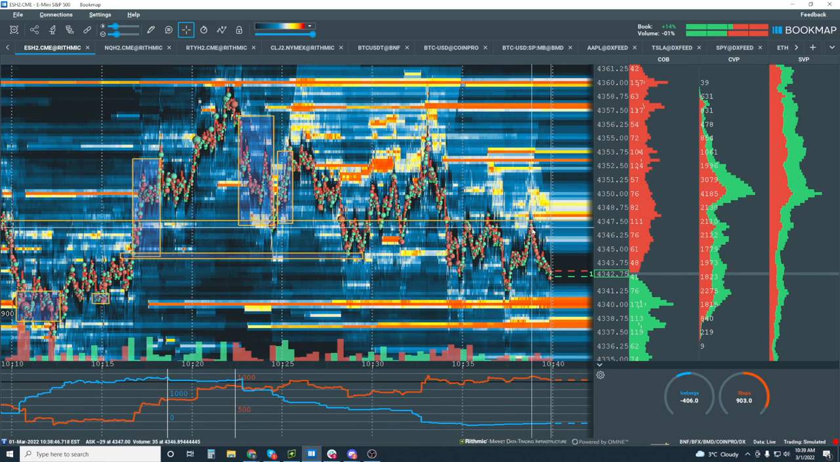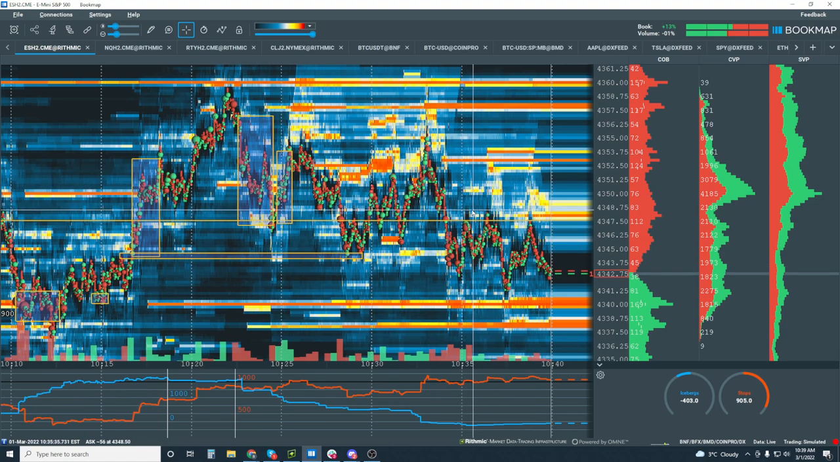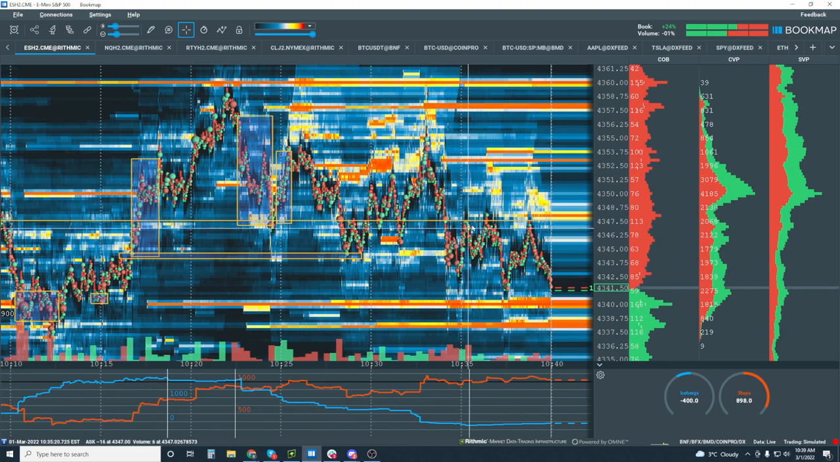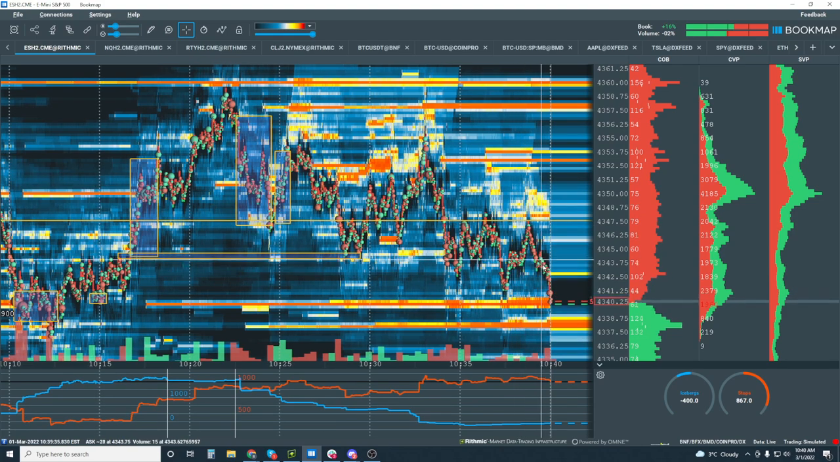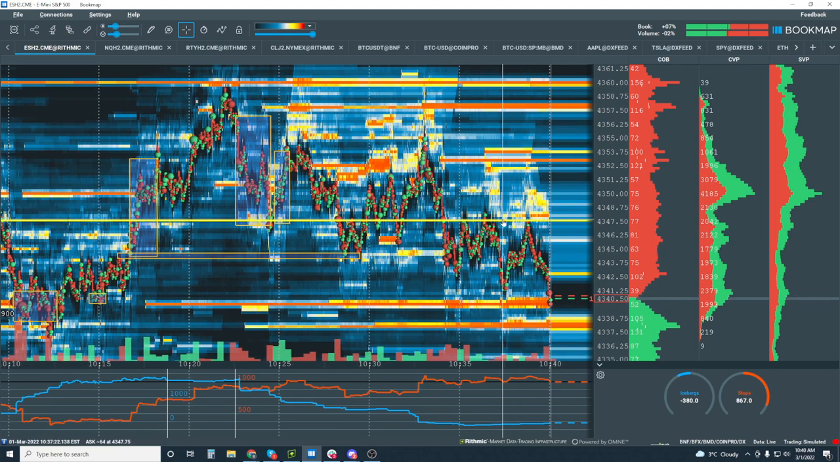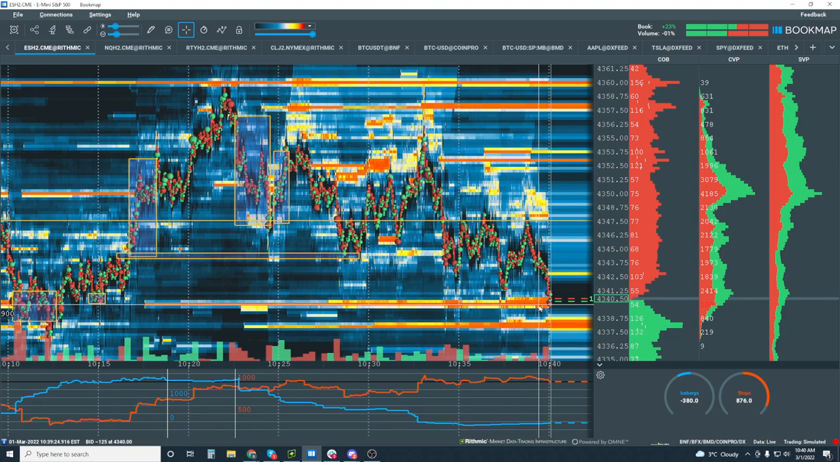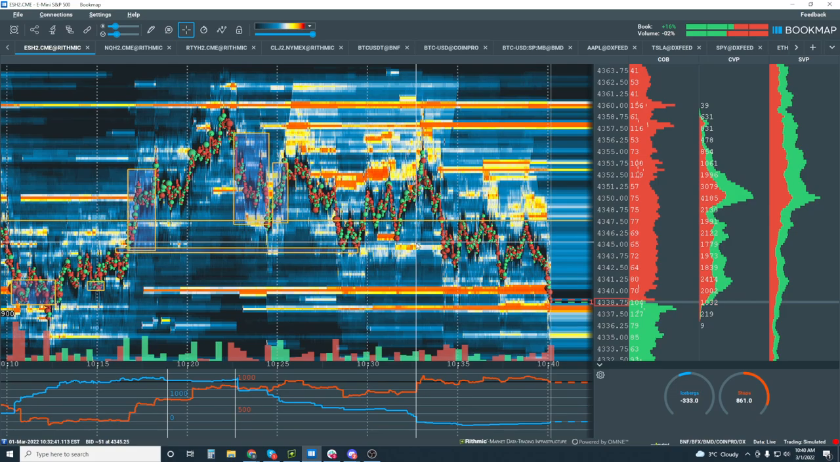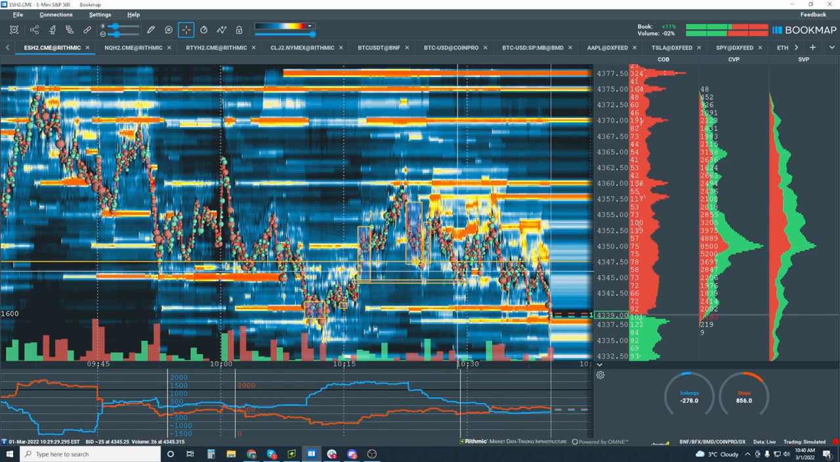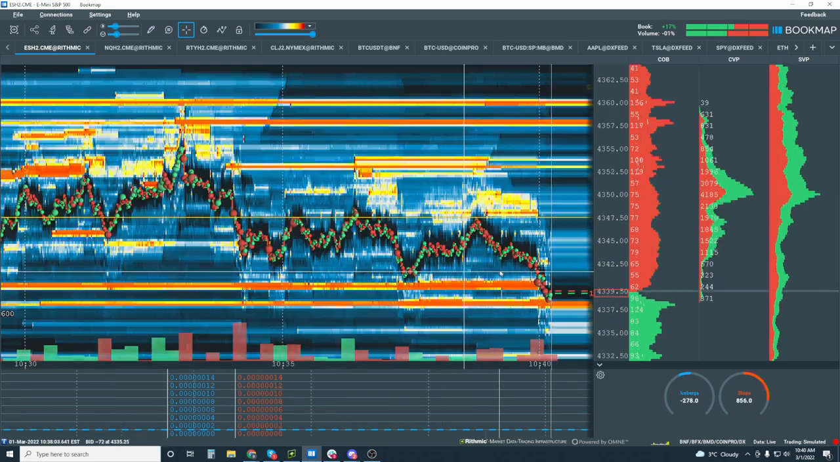Okay, well, we got structure now on our side as well. So sellers came in, couldn't get back up above our pivot. We made a lower high and a lower low. We're looking for the continuation on the sell side here. Finally, we're getting it. Okay, we got 40, looking for 37. That'll be the low of the cash session. And looking for continuation.